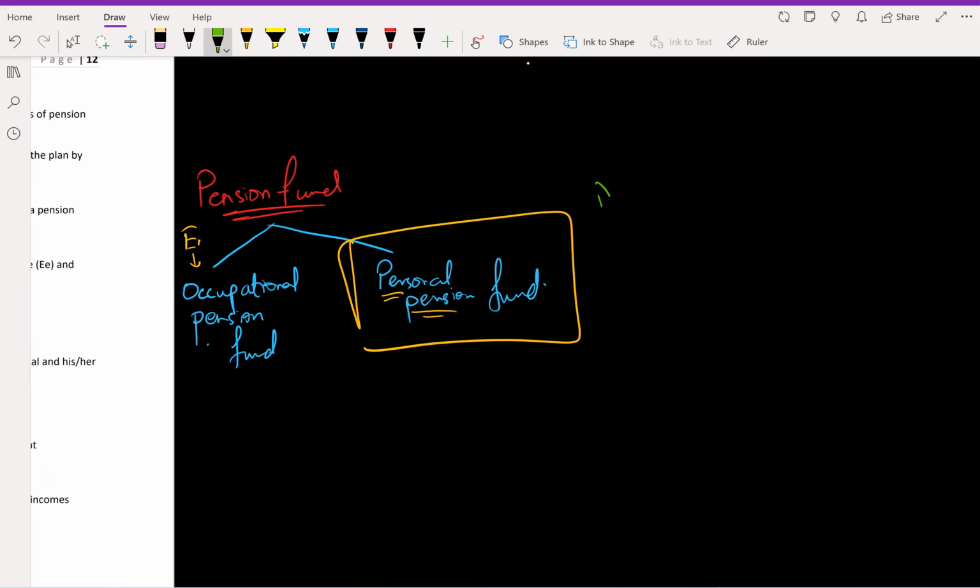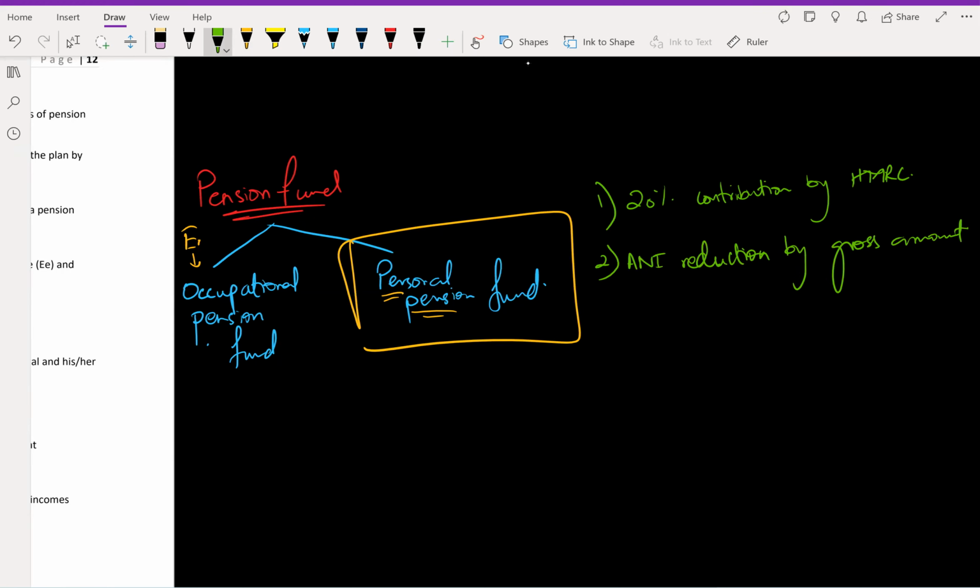There were three benefits, if you recall: number one, 20% contribution by HMRC; number two, ANI reduction by gross amount; and number three, band extension by gross amount. This is what we studied.